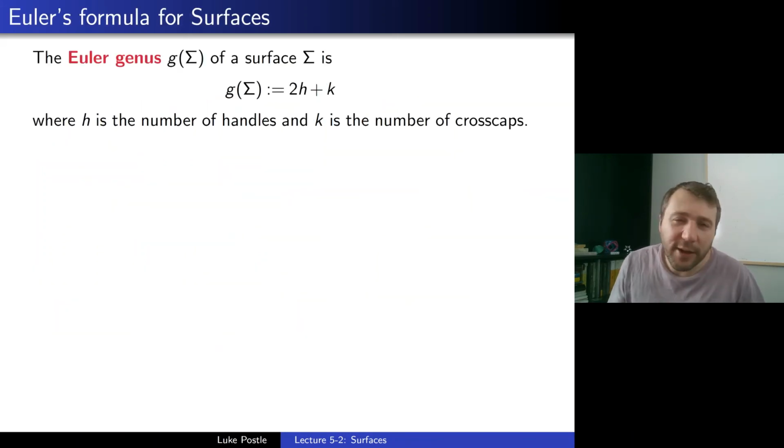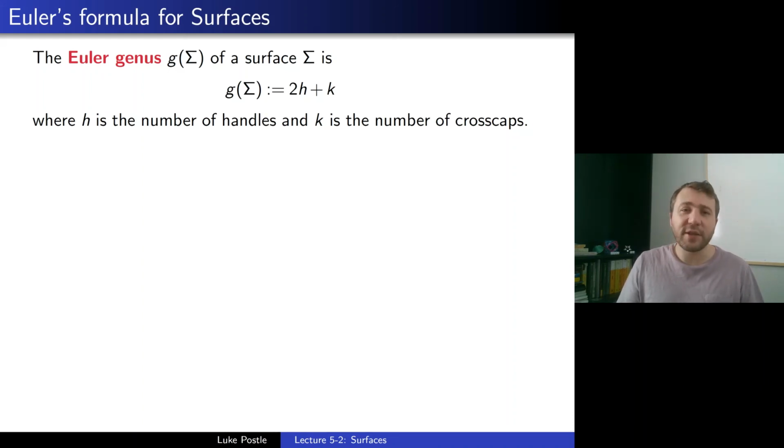And this brings me to our last topic for today, which is Euler's formula for surfaces. So now that you know about the two families, and maybe you see that a handle is worth two cross-caps, it makes sense to define what's called the Euler genus of a surface, which I'm going to denote g(Σ). Σ is the surface, and that will be 2H plus K. So it will be 2 times the number of handles plus K, the number of cross-caps. This puts handles and cross-caps on equal footing and allows you to compare non-orientable and orientable.